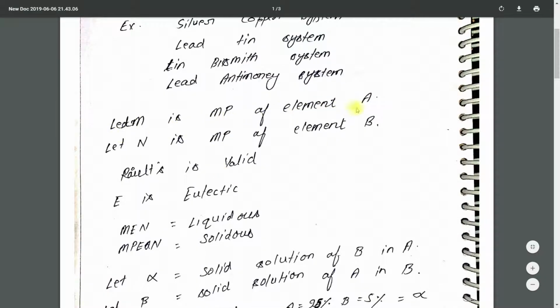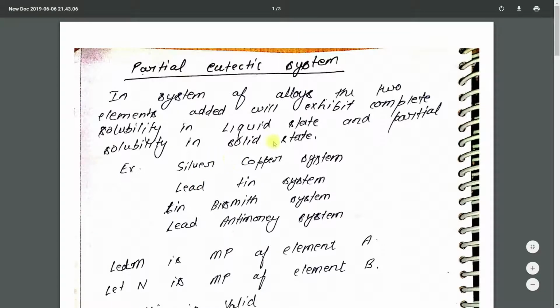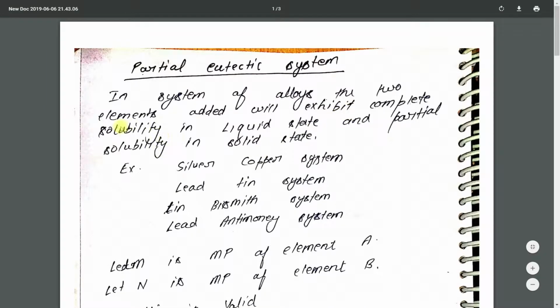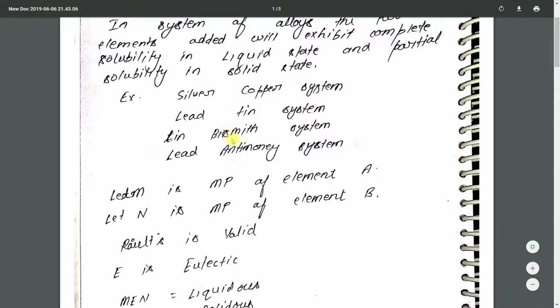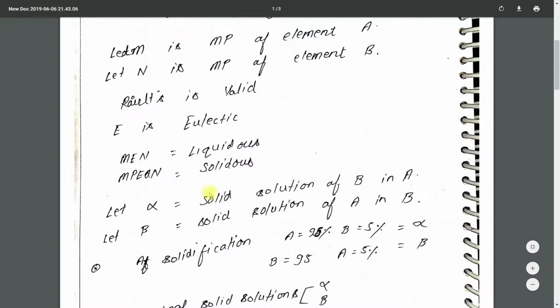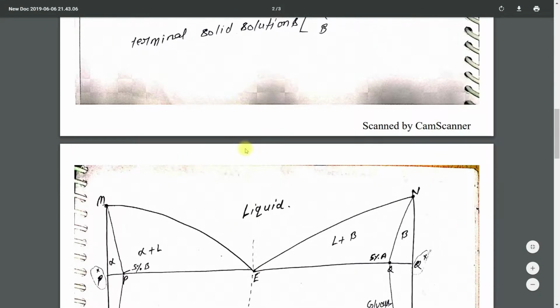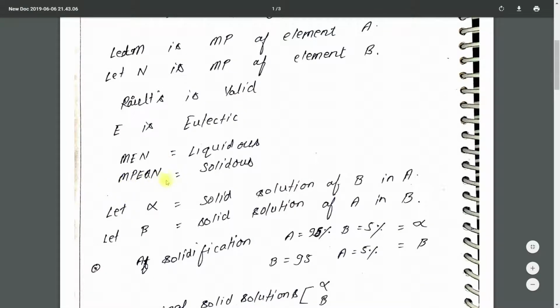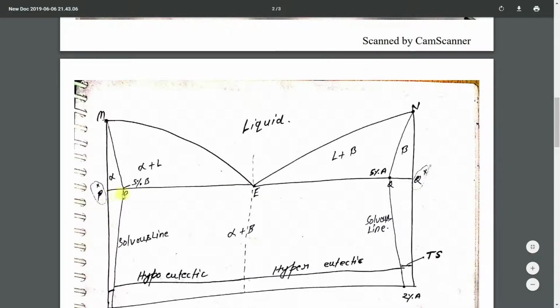Let M be the melting point of element A and N be the melting point of B. As we have already discussed in our previous lesson, if a single phase and complete solubility is found in any case, then Raoult's law is valid. So M-N is the liquidus line, and M-P-E-Q-N is the solidus line.